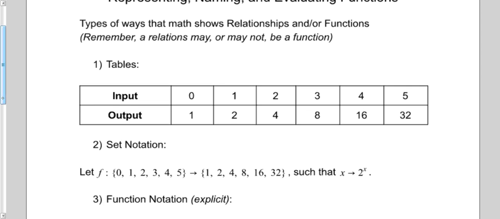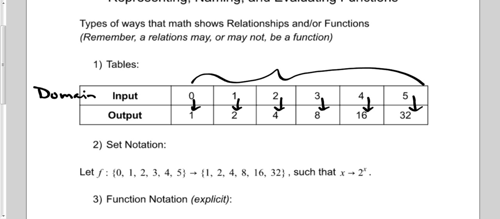The first way we can represent a function is by a table. Let's do some review real quick and see if this is indeed a function. When I have 0 in for my input, I get a value of 1. 1 produces 2. 2 produces 4. 3 produces 8. 4 produces 16. 5 produces 32. Now notice that my inputs, in other words my domain, there's nothing repeating in my domain. So this is indeed a function.